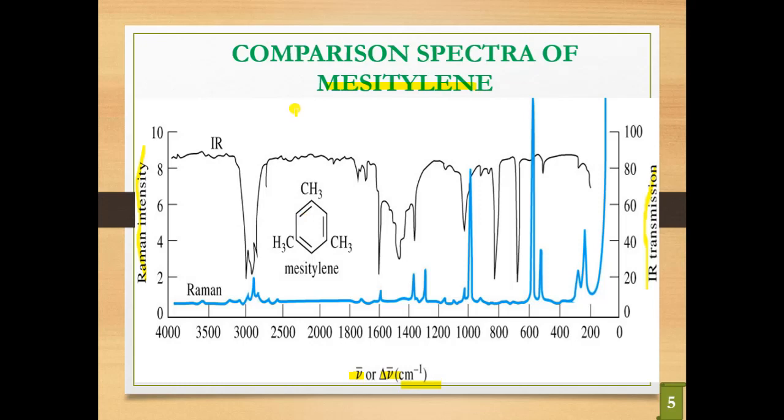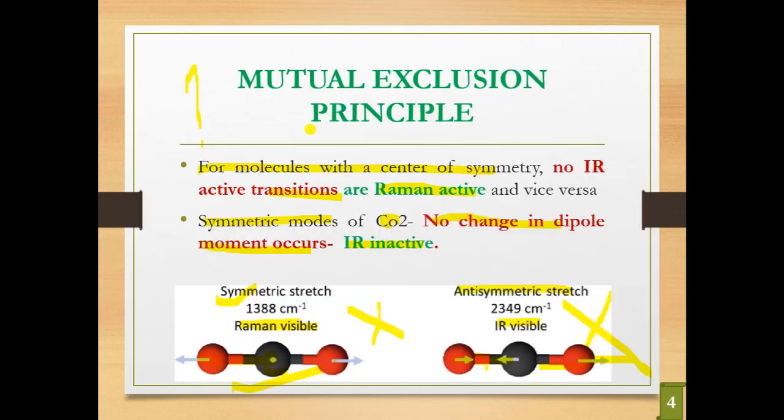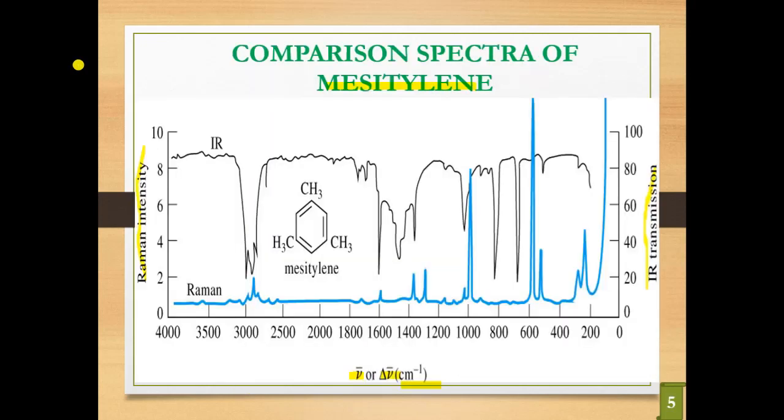Now here what happens: as we have seen, molecules which have a center of symmetry are Raman active but IR inactive. But for some non-centrosymmetric molecules, many vibrational modes may be both Raman and IR active. But here we observe the difference. This is the structure of mesitylene. This is the IR transmittance spectra, and this is the Raman spectra.